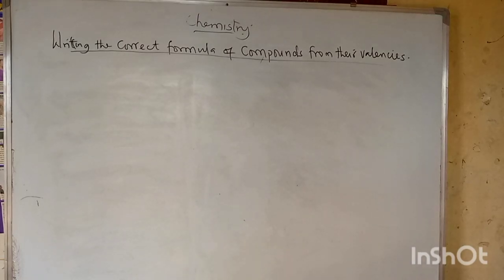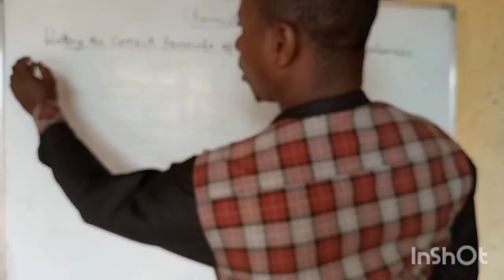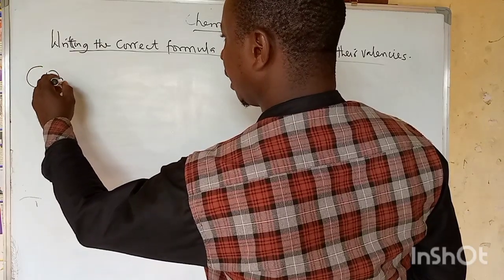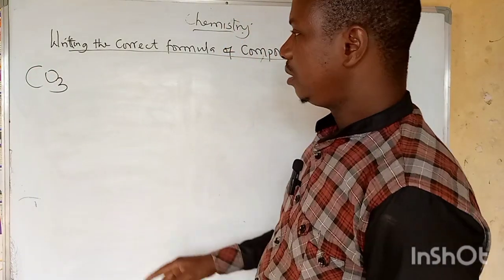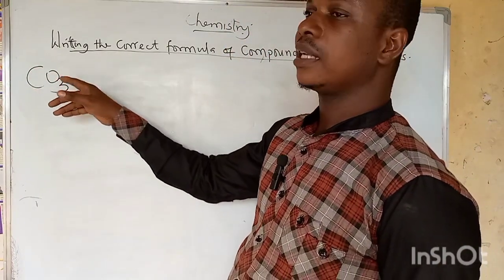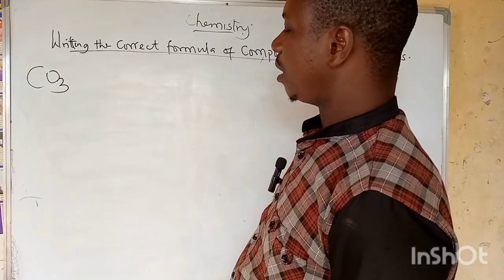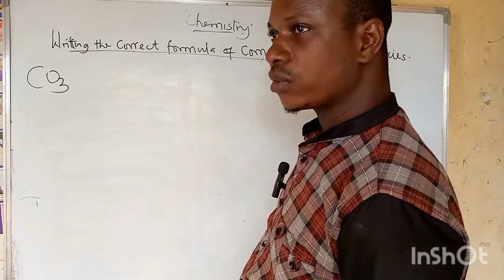Welcome to Magic Academy. We are going to apply all we have learned about valency of elements and the radical. We are going to apply it now to write the correct formula of compounds. But don't forget that the radicals we learned, like that one CO3. Remember why it is a radical? It's made up of carbon and three atoms of oxygen.